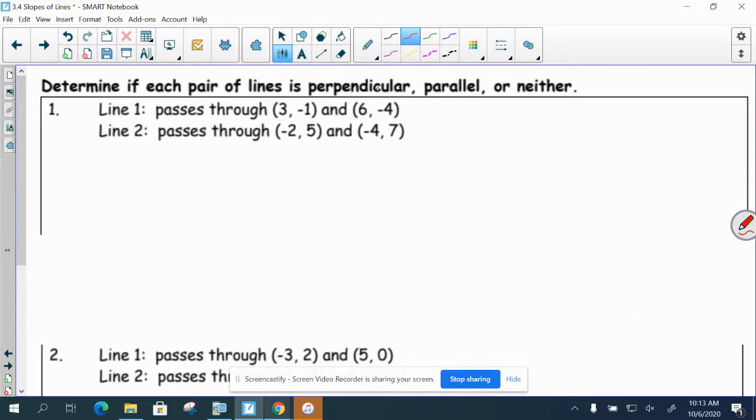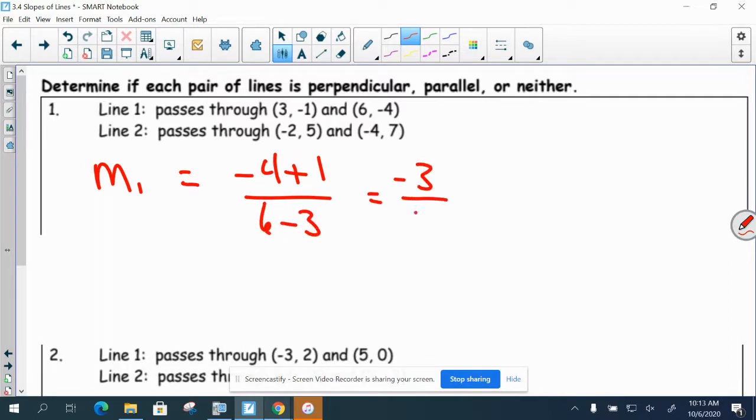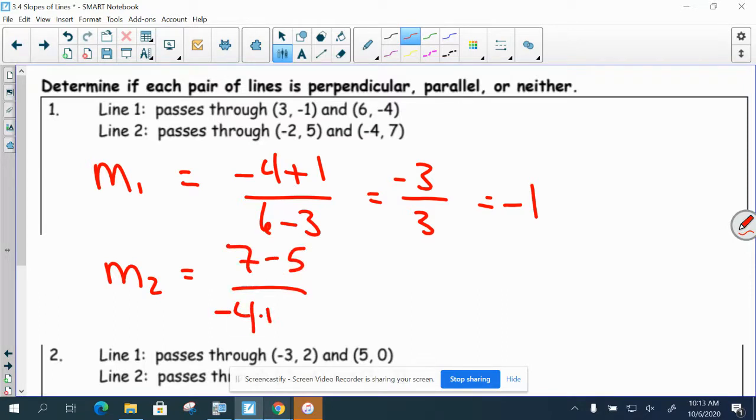All right, some other examples. Determine if each pair of lines is perpendicular, parallel, or neither. Basically we need to just find the slope and compare them. We call this M1, and then M2 for line 2. So let's go ahead and find it. Negative 4 minus negative 1, so plus 1, over 6 minus 3 is negative 3 over 3, which is negative 1. Now let's find the slope of line 2. 7 minus 5 over negative 4 minus negative 2, so plus 2. This simplifies to 2 over negative 2, which is negative 1.